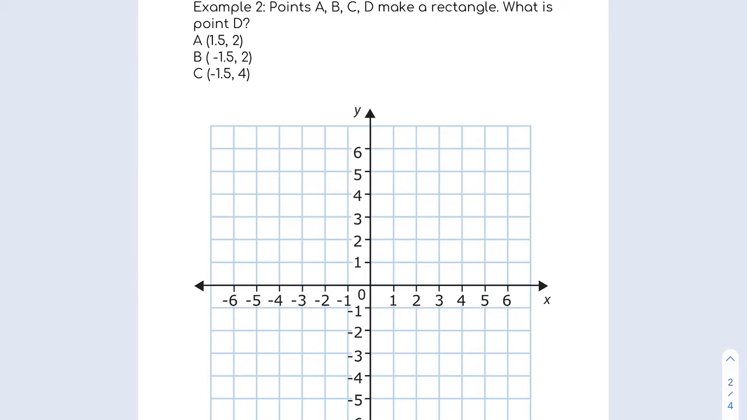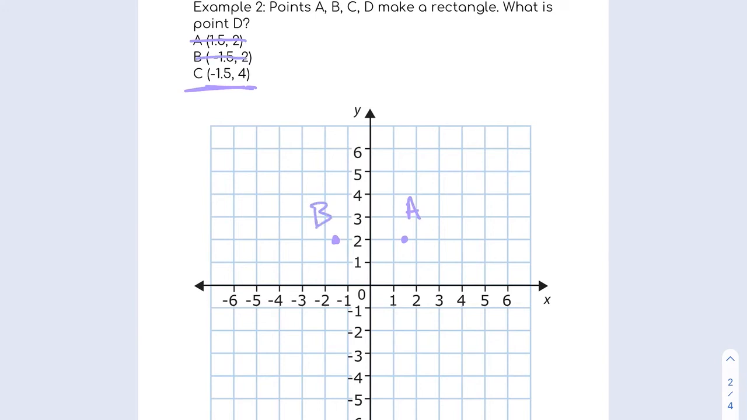What is point D? So it is giving us 3 points, and it's asking us to find the 4th point to make a rectangle. So first, let's go through and actually plot these points. So point A, start at the origin, 1.5 is a direct line between 1 and 2, and it's saying to go up 2. So my point's gonna go right here. B, -1.5, +2. So -1.5, up 2. I'm actually going to label these. That would help. A and B.